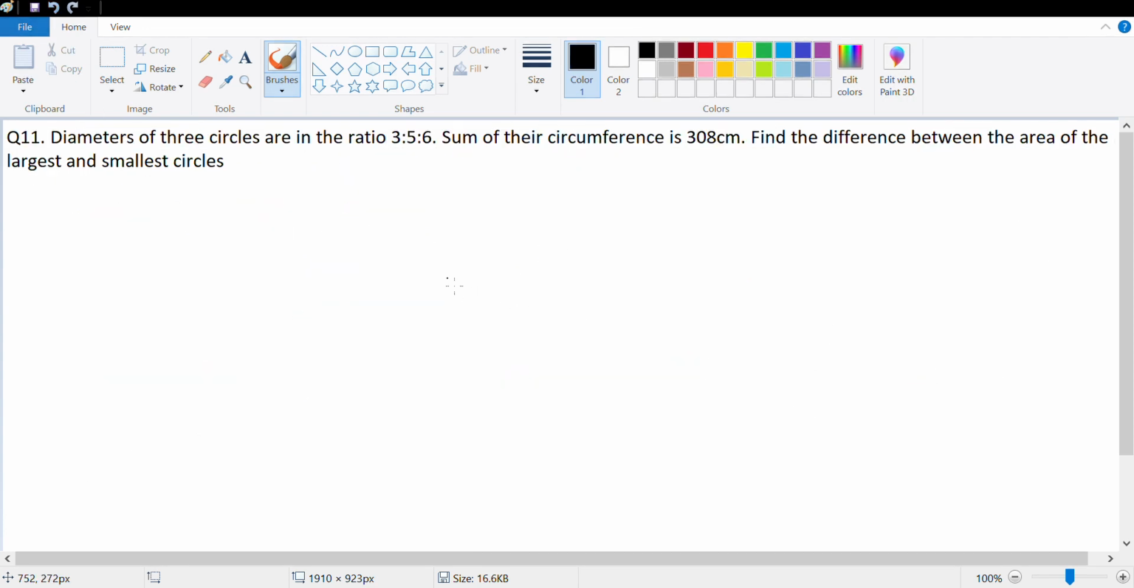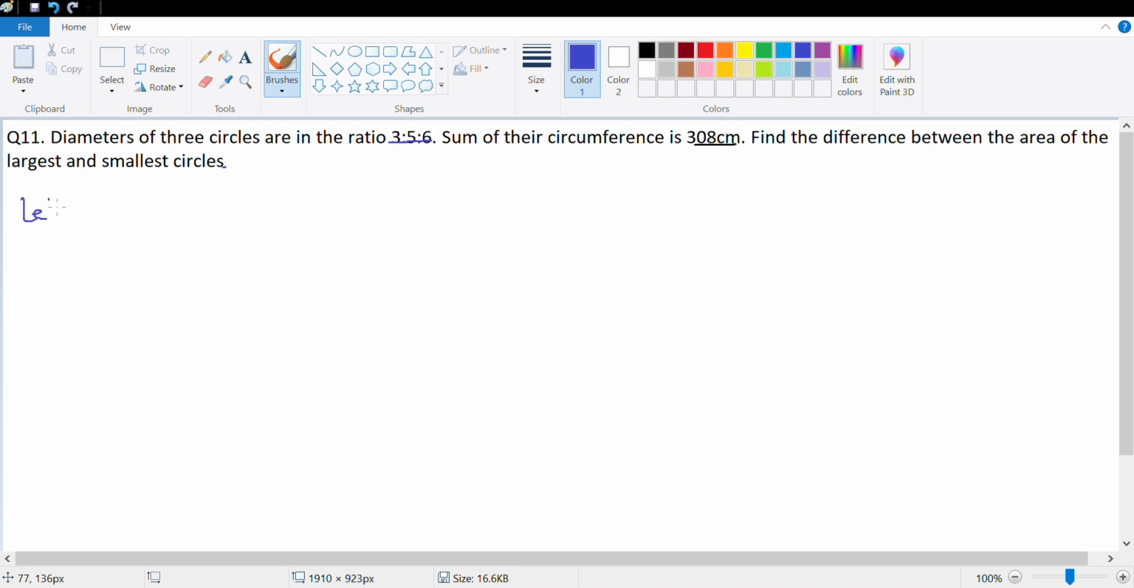The next question that we are doing is question number 11. It says diameters of three circles are in the ratio 3:5:6. Sum of their circumference is 308. Find the difference between the area of the largest and the smallest circle. So if the diameter is in this ratio, the radius will also be in the same ratio because this is basically nothing but divide by 2.